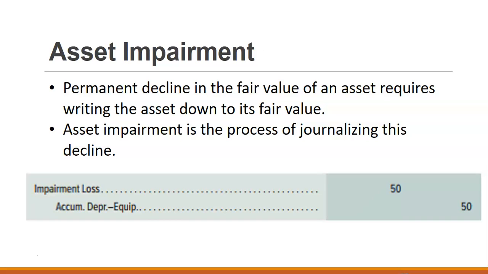If we have impairment, this would be a permanent decline in the fair value of an asset, and we would write the asset down to its fair value. The impairment is just the journalizing of that decline. So we would have an impairment loss against accumulated depreciation equipment.